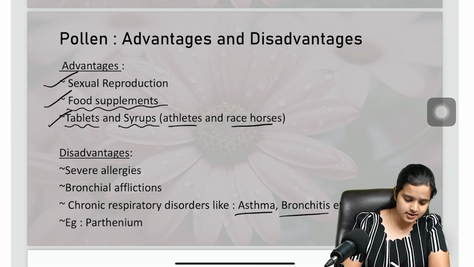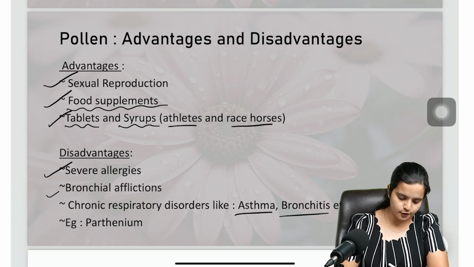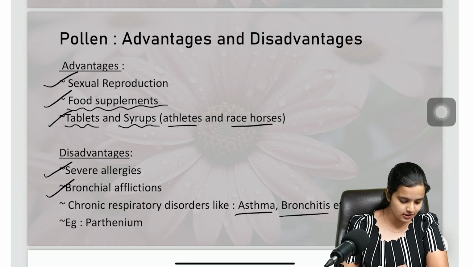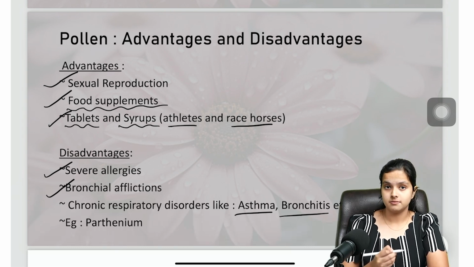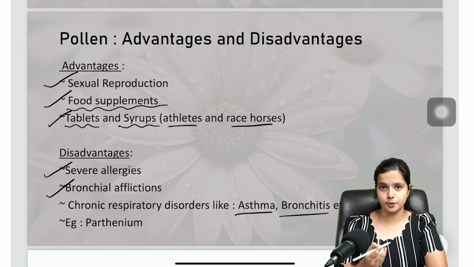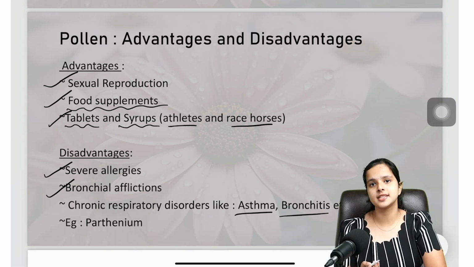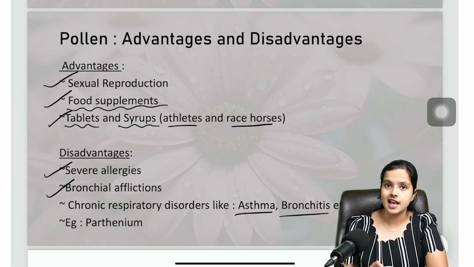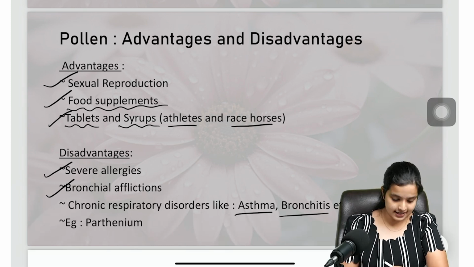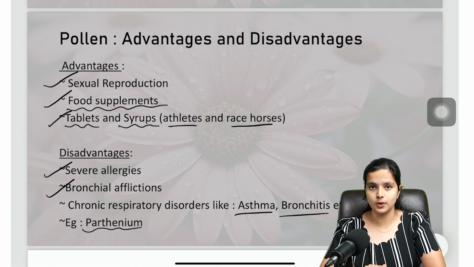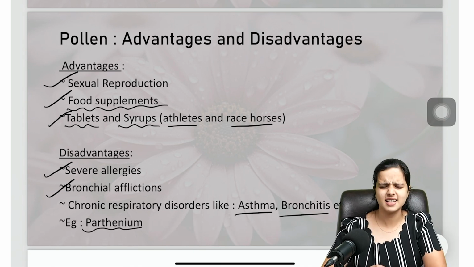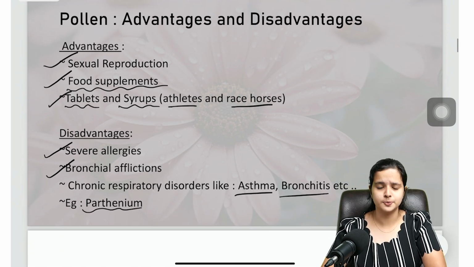So the first disadvantage is allergies, and of course, bronchial afflictions, and then some chronic disorders. If there is prolonged exposure to some pollen grains, some people may suffer from chronic disorders like asthma, bronchitis, and all that. Okay, an example of a plant is parthenium. The pollen grains of parthenium seem to cause a lot of pollen allergy.